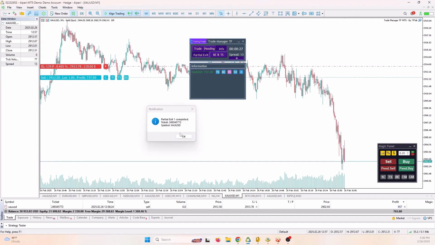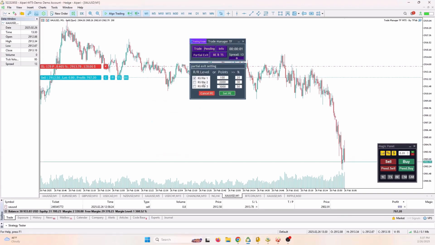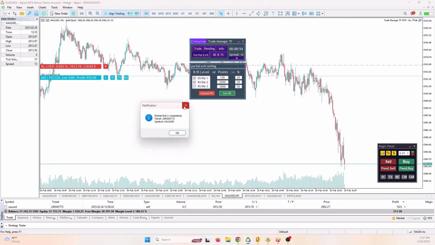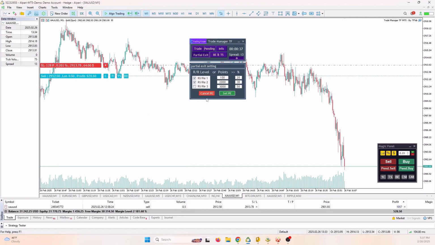Now, for example, if I select the risk to reward of 2, it will reduce 30% of the initial volume, which was 1 lot again. And it gave this message that from the lot size, the percentage becomes 0.3, and it reduced that amount.